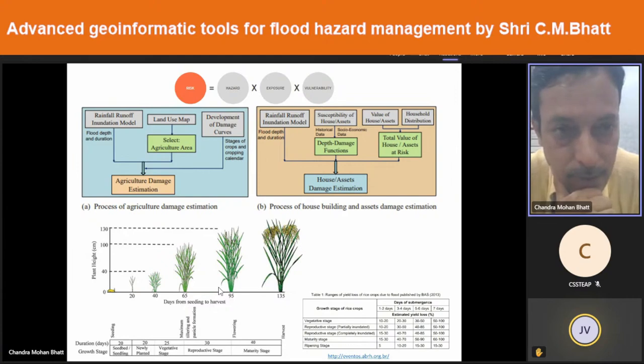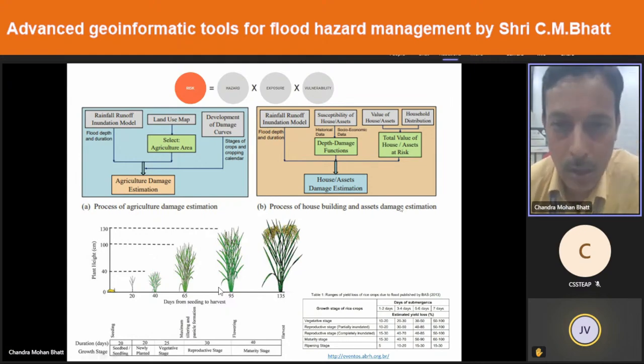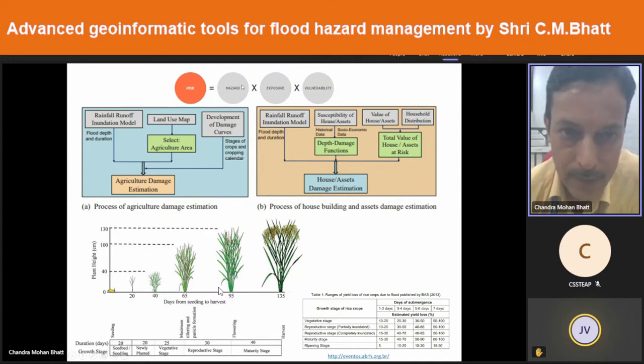Now, what is the risk? We need to map the flood risk. For mapping the flood risk, again we require hazard, exposure, and vulnerability. Hazard we can get directly from the satellite images, or through modeling techniques, where we can get the extent of the flood inundation that will happen at different discharges.